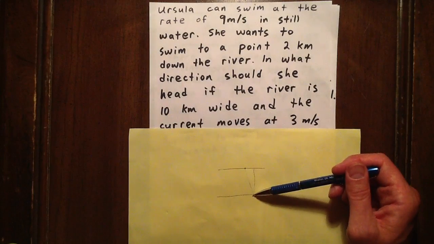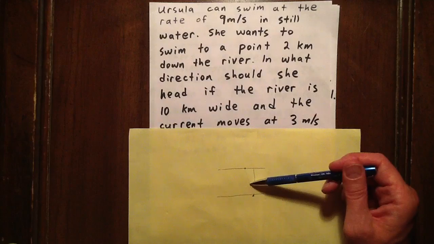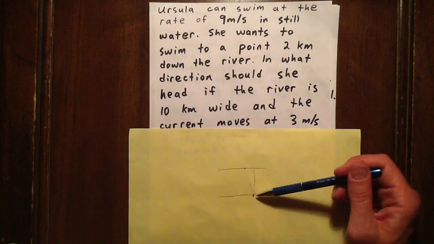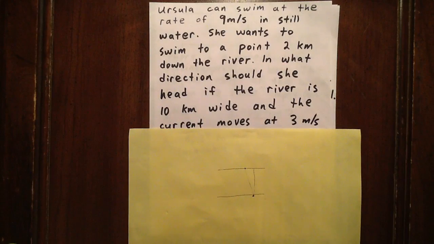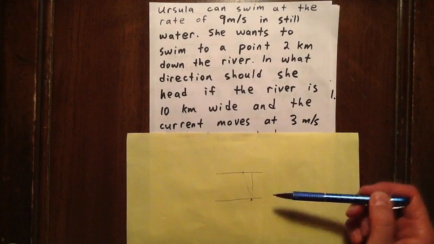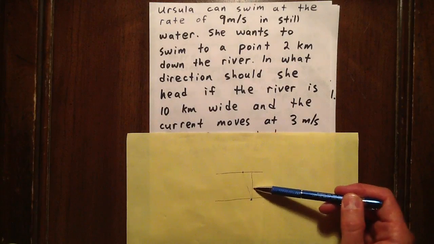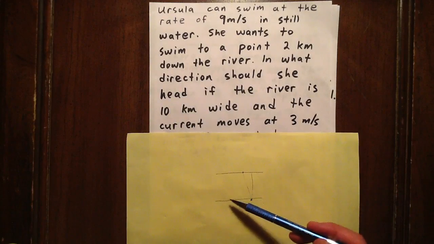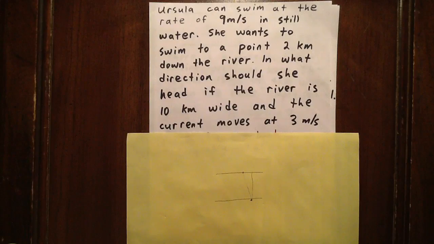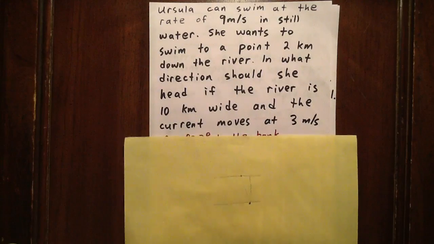Well, if there was no current to consider, we would simply determine this angle here, and it would be easy for us to tell the angle to the bank that she should take across. However, this question is more challenging because it tells us that there's a current moving 3 meters per second, and that Ursula has to somehow take that into account, as well as the fact that she can swim 9 meters per second. So she has to take all that into account to figure out what angle she should take off from the bank.